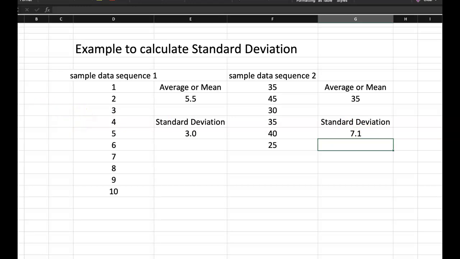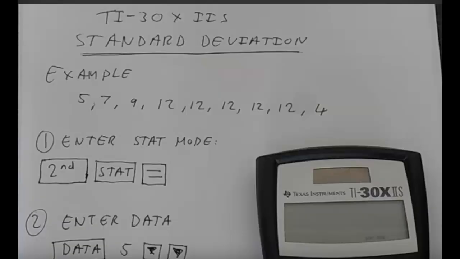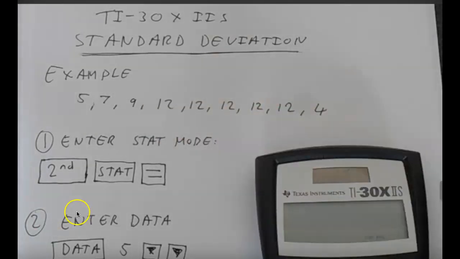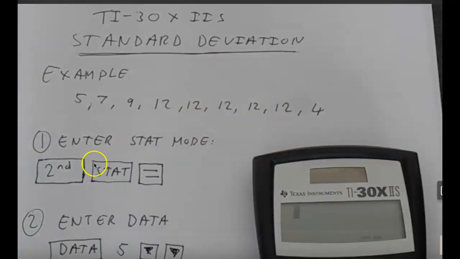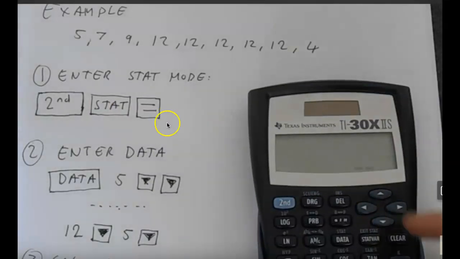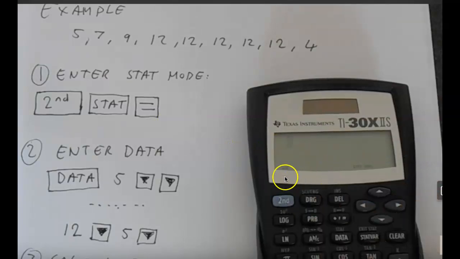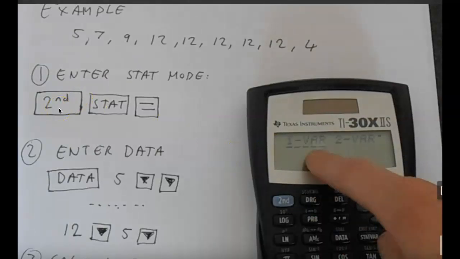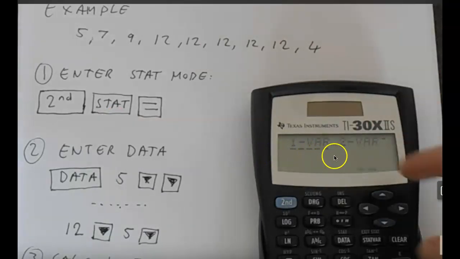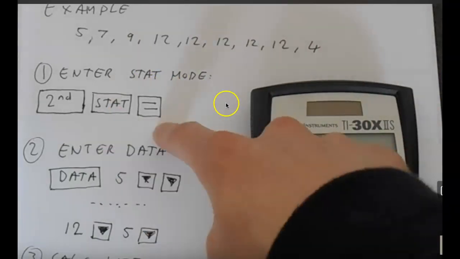Now, after this, I want to show you a video of how we calculate using the Texas Instruments 30X. Here's an example. It's a relatively complex example, right? You have quite a few numbers. First, you have to enter the stats mode. You push the second button, and then the stats mode, and choose the one variable because there's one data sequence.